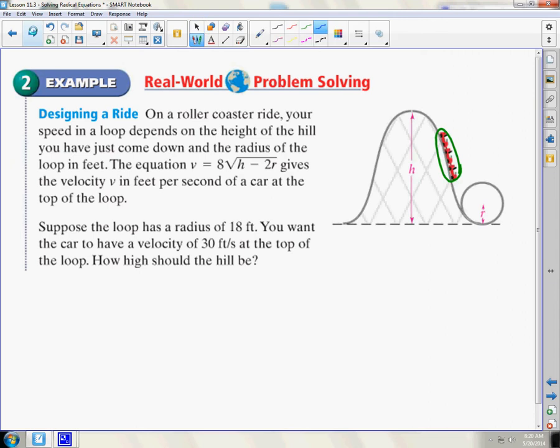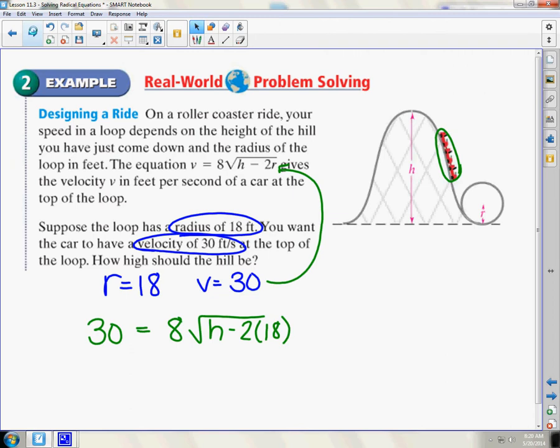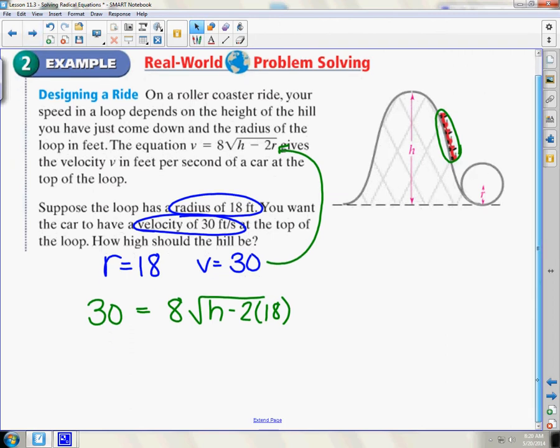So I'm going to say my radius is 18, so r equals 18, and v, I want it to be 30. So I'm going to plug these both into this equation that they gave me. So I have 30 equals 8 square root of h minus 2 times 18. So try and solve this real quick, and then we'll go over it.